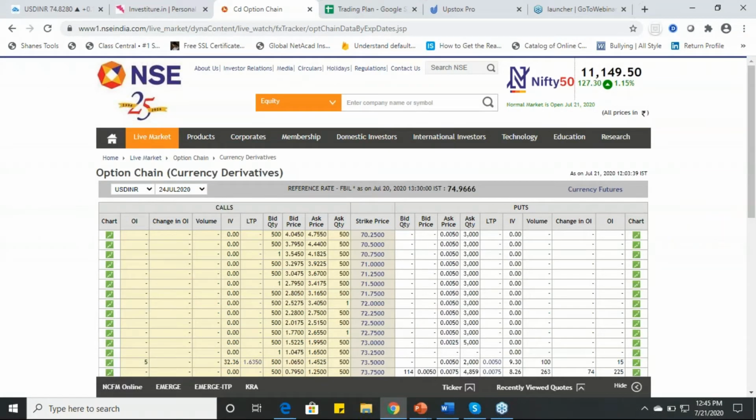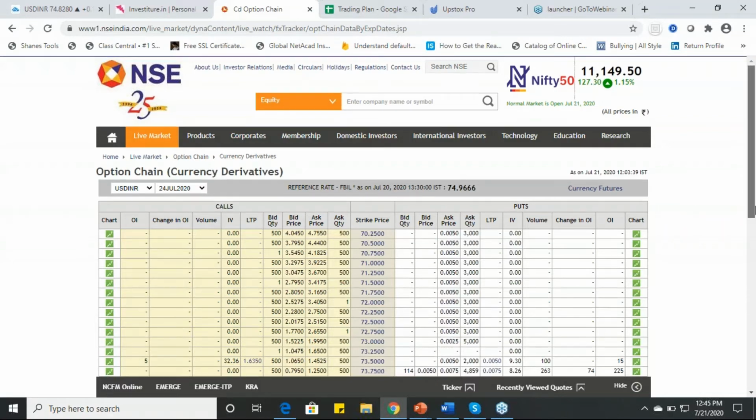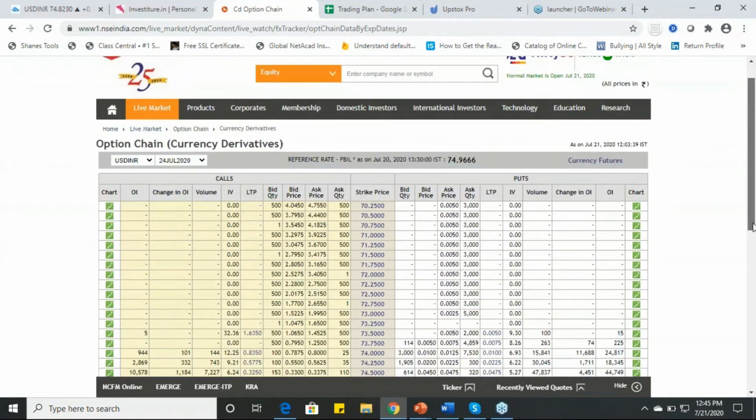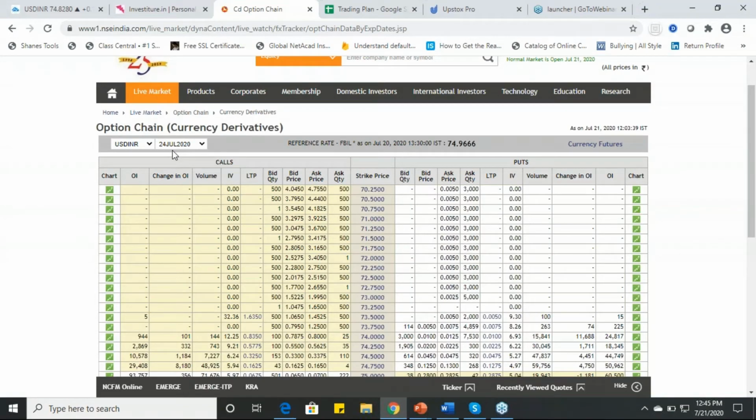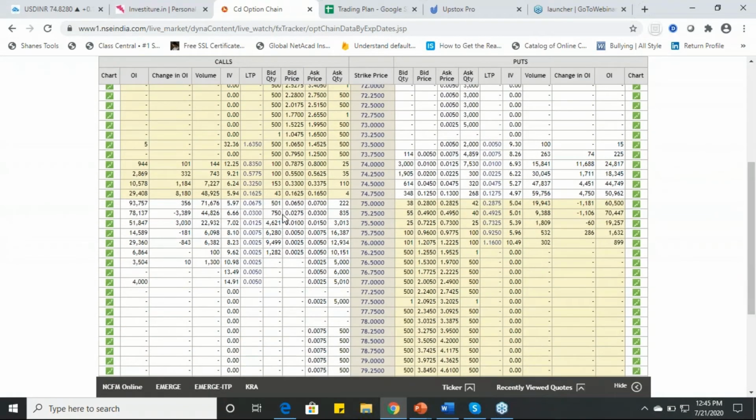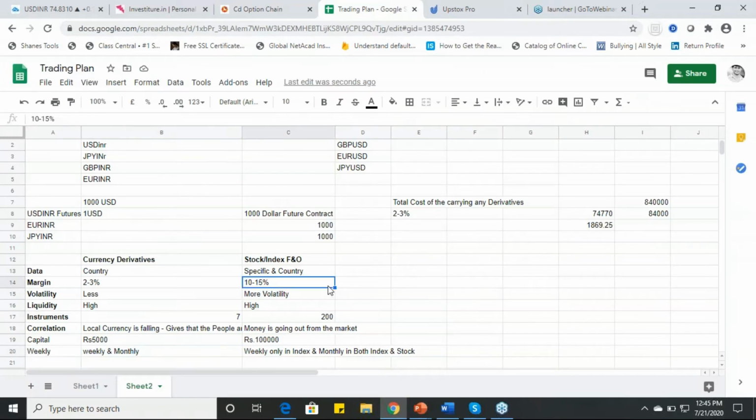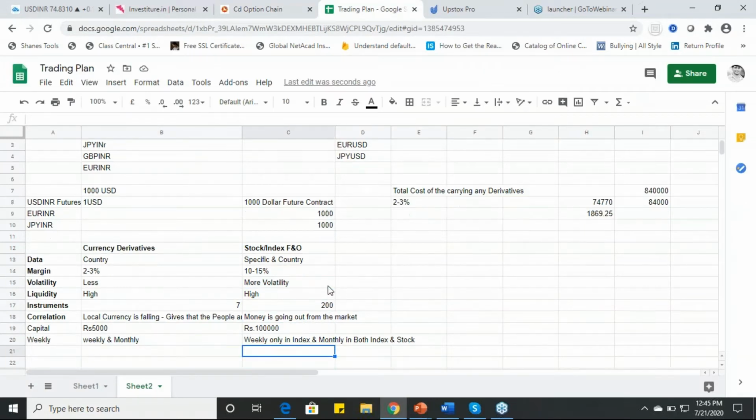So let's come to the part of how you can use this option chain. As you can see, that's a weekly option chain, a USDINR option chain for the 24th of July. And you can see the prices are on a paisa basis. In currency, price movements are concerned from 0.0 to 5 paisa, whereas in an index it's 0.05.